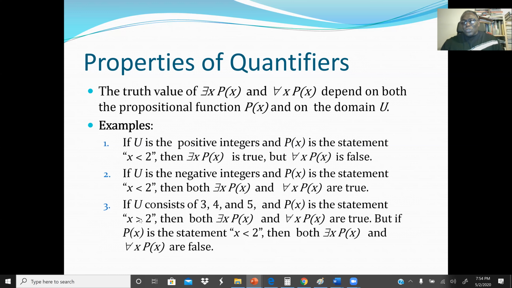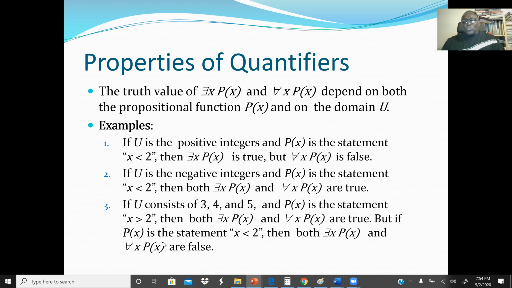is greater than 2. So if x is greater than 2, then all the values are true. 3 is greater than 2, 4 is greater than 2, 5 is greater than 2. So both "there exists x P(x)" and "for all x P(x)" are true. They are all true. But if P(x) is a statement that x is less than 2, then both "there exists x P(x)" and "for all x P(x)" are false.